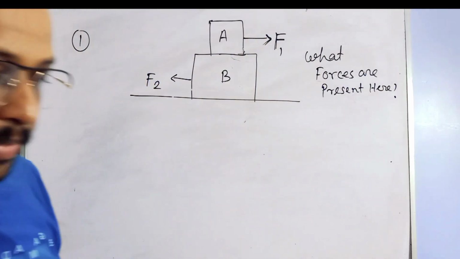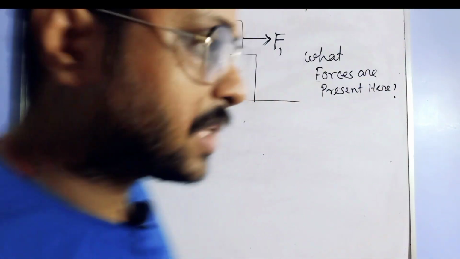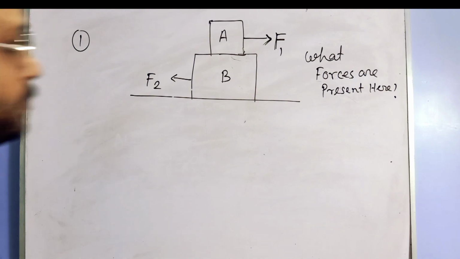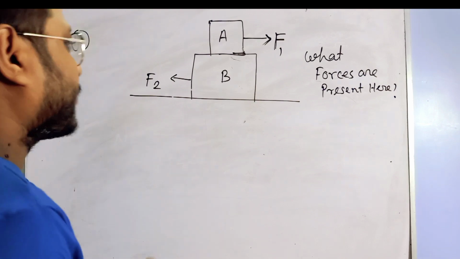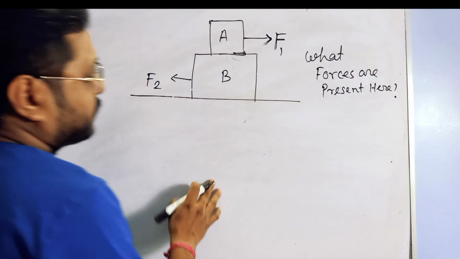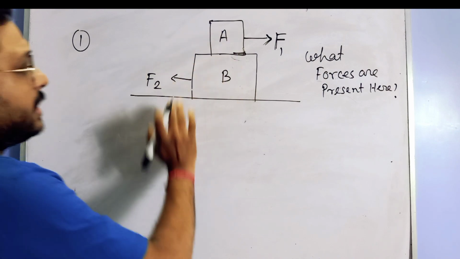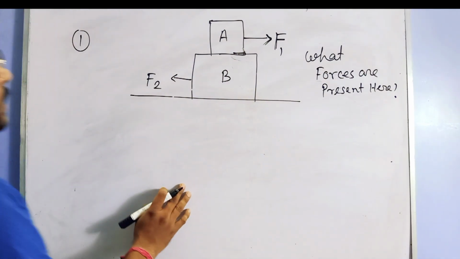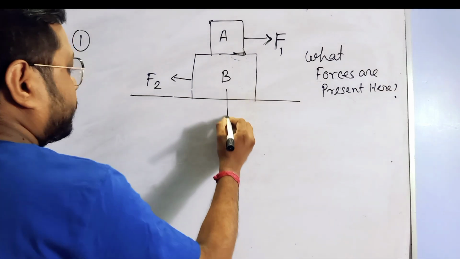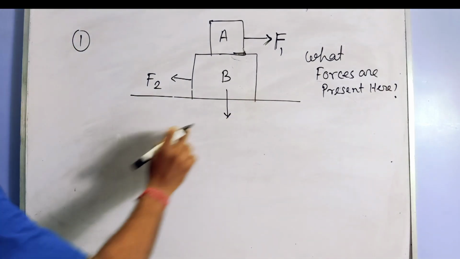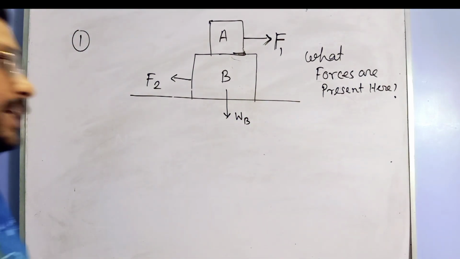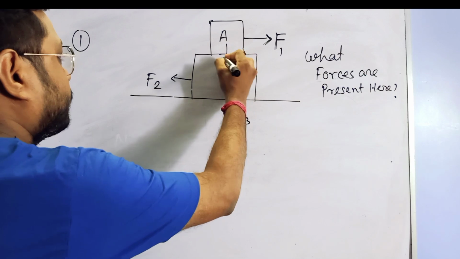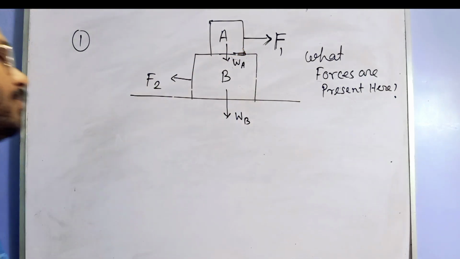The two blocks must be in equilibrium. That is, there is no acceleration between them or relative motion between them. So we know that if we take the diagrams of A and B separately, then the weight of block B, that is WB, must act vertically downwards, and also the weight of block A, W, vertically downwards.